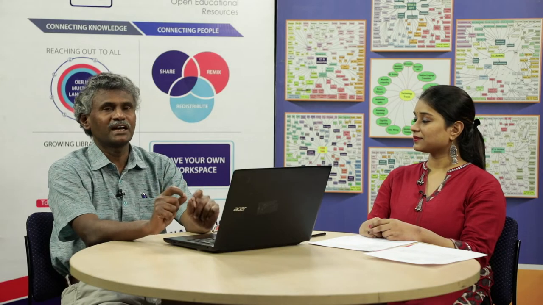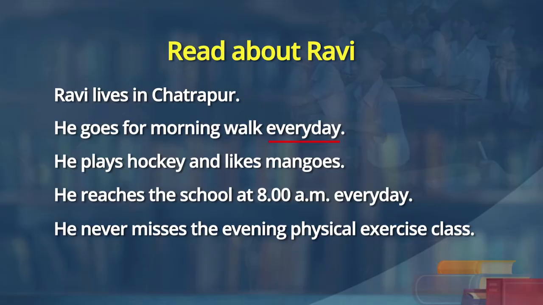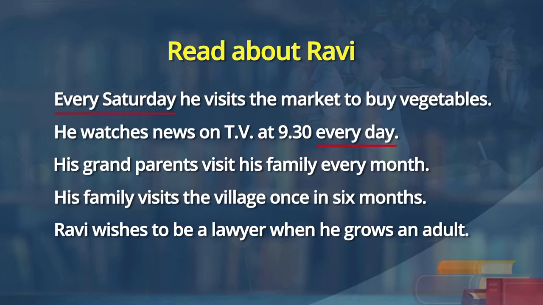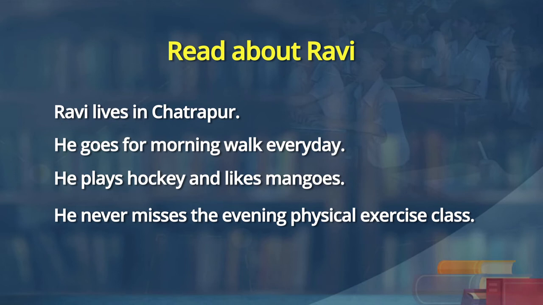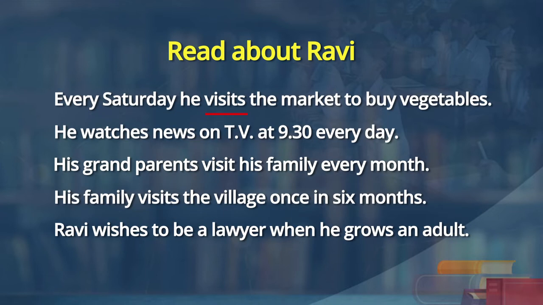Fine. Look at those underlined words or phrases. Kriti? Yes, sir. And the learners, look at that. Every day, every Saturday, and every day again, every month, once in 6 months. And you also notice the verbs used there, the action words. Can you say, Kriti, for the learners, look at the paragraph again. The action words: Ravi lives, then goes, plays, likes, misses, visits, watches, visit, visits, wishes, grows.